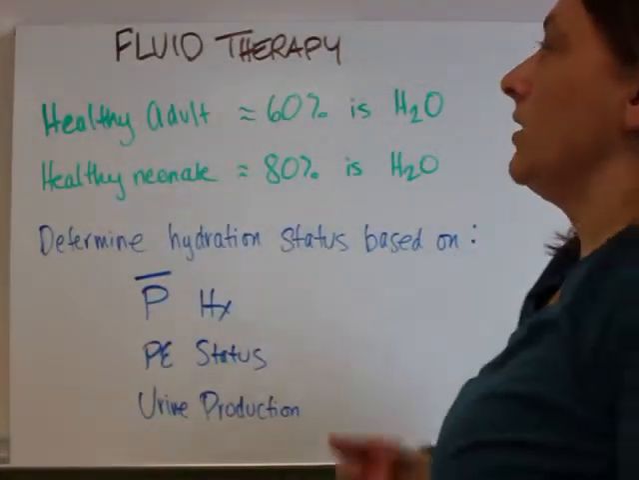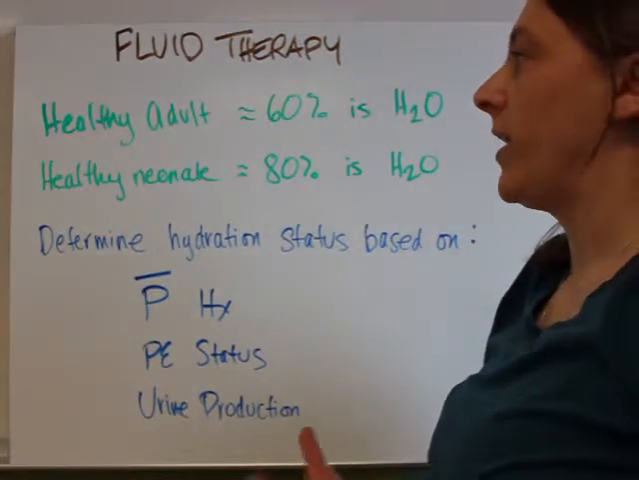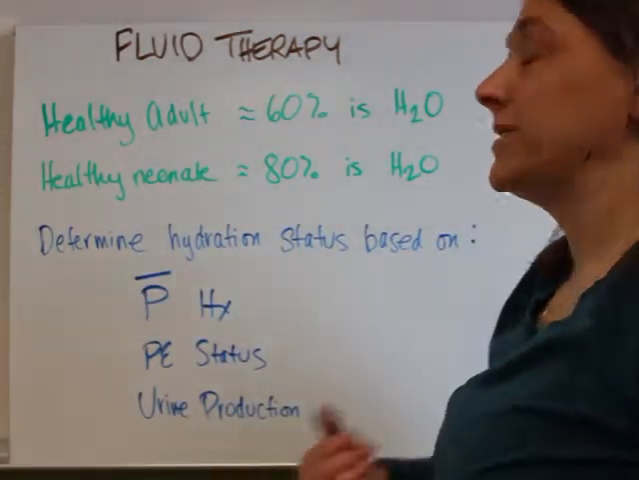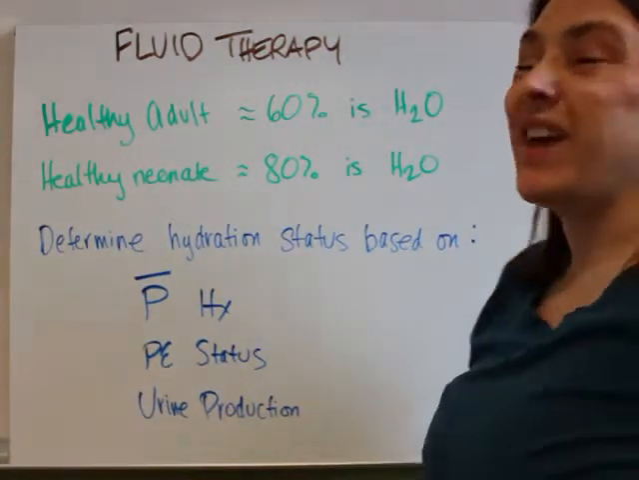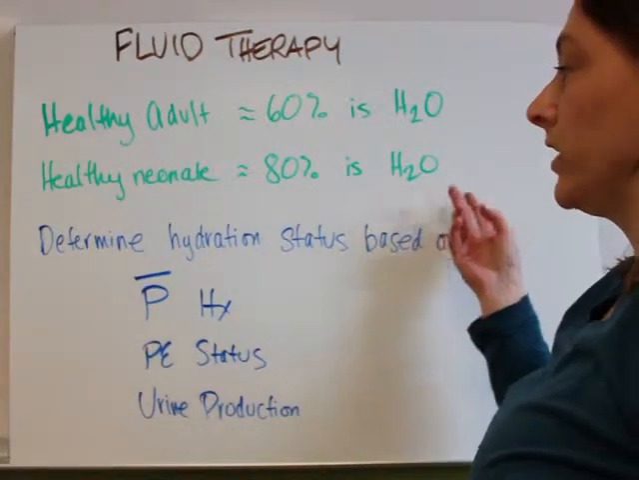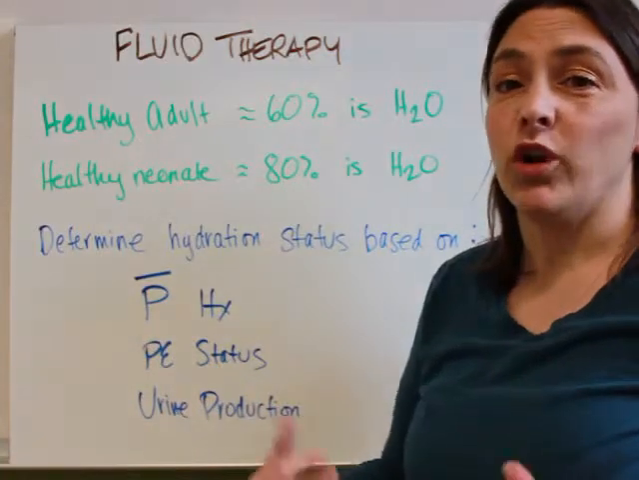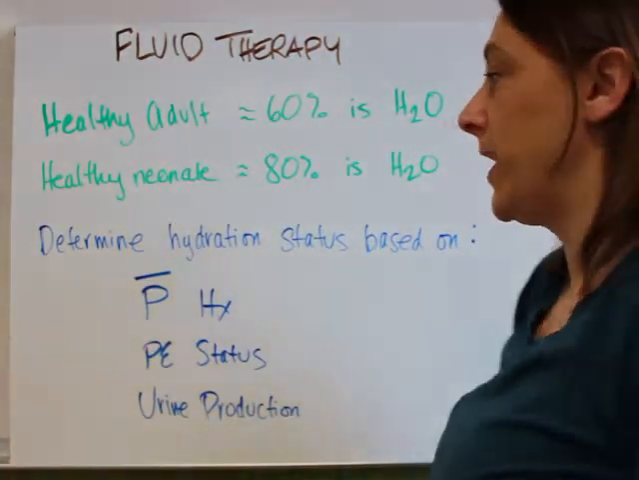Okay, so we're going to talk some more about fluid therapy. Right now we're going to talk about a healthy adult. In a healthy adult animal, about 60% of their body weight is water. And in neonates, about 80% of their body weight is water. So this is why neonates can become dehydrated more quickly, because they need more water throughout their body.